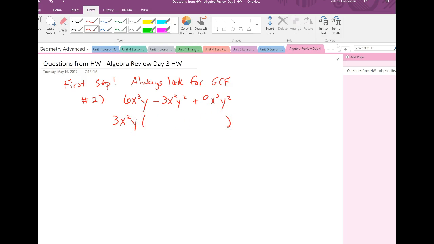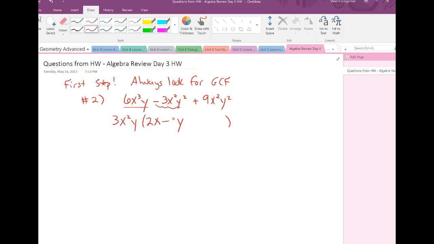Now remember, I'm dividing this out. So I look at my first term here, and I'm taking out a 3x squared y, which leaves a 2x. My second term is a negative 3x squared y squared. Well, obviously 3 divided by 3 is 1. X squared divided by x squared is 1, so that's gone. And I took a y out of the y squared, which leaves that as a y. So if you don't have the 1 there, that's totally okay. Just remember, 1y or a y is fine.